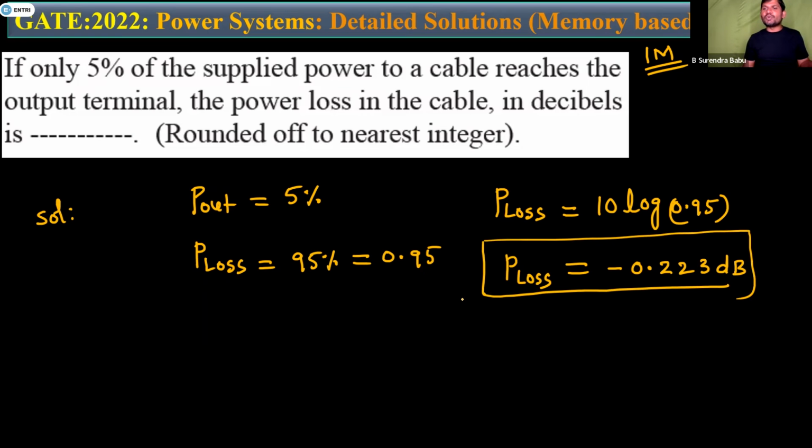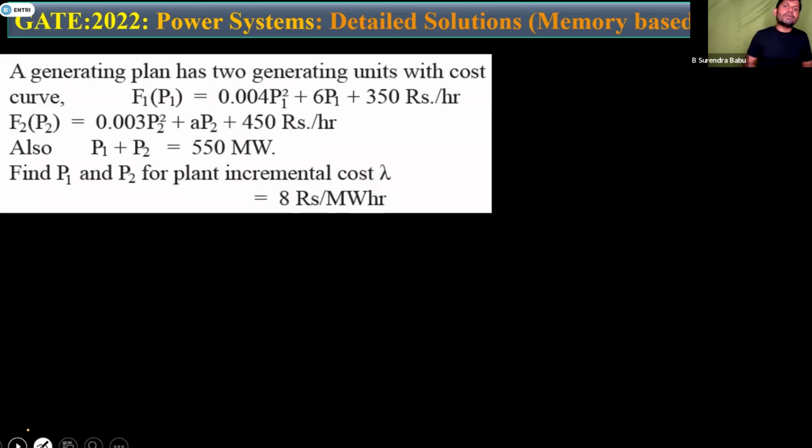See how simple it is, students. Those of you who feel GATE is very difficult, it's very simple, but some common sense is required. Yes, friends. Mostly, if it is asked in dB, suddenly we get the idea of 20 log, but it is not 20 log, it is 10 log because of the power calculation.